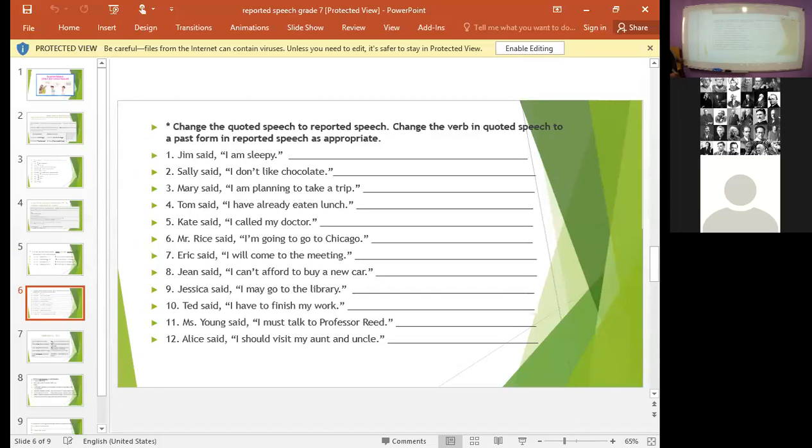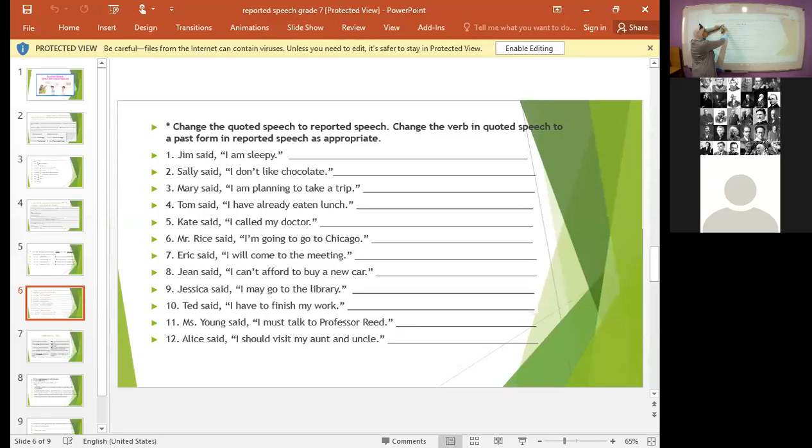Okay. Change the direct speech to reported speech. Change the verb in direct speech to a past form in reported speech as appropriate. Let's work with the first one. Jem said, "I am sleepy." What should I write here? Usually we start with the same clause, the first clause: Jem said. Do we put the comma?